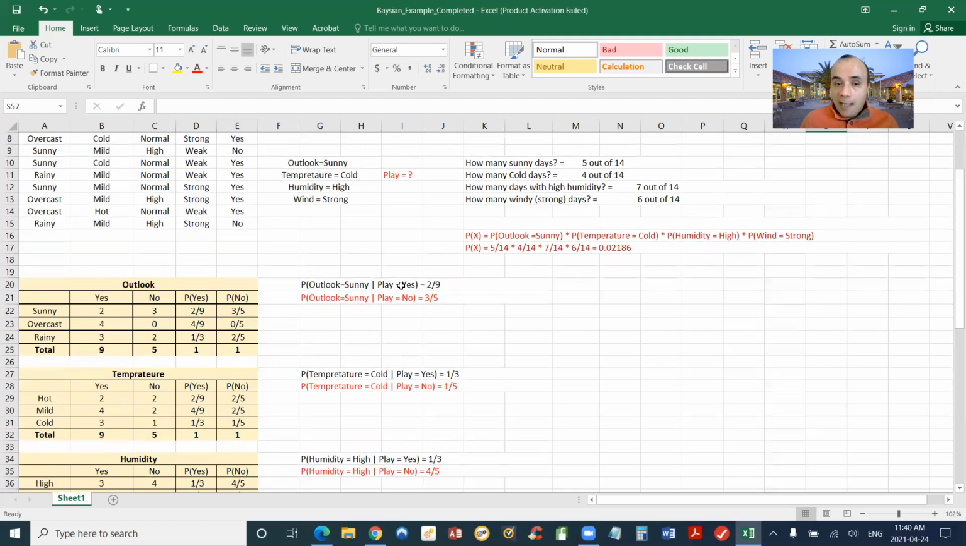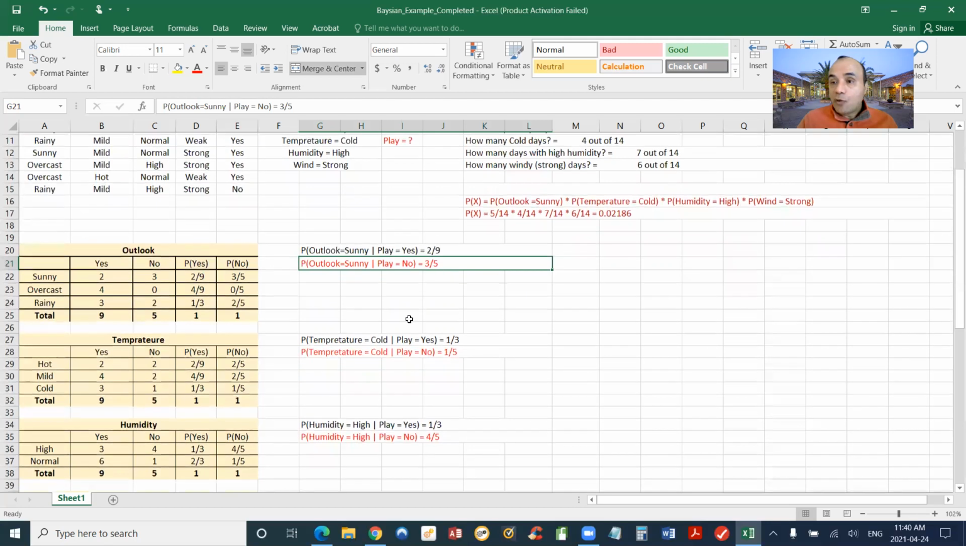So yes, and the sunny, that's going to be 2 over 9. I actually didn't play. What's the probability that it was sunny? Very clear, 3 over 5. Make sense? So I'm actually asking you to calculate these because in a moment they are going to actually switch their placement and the question is going to be different.